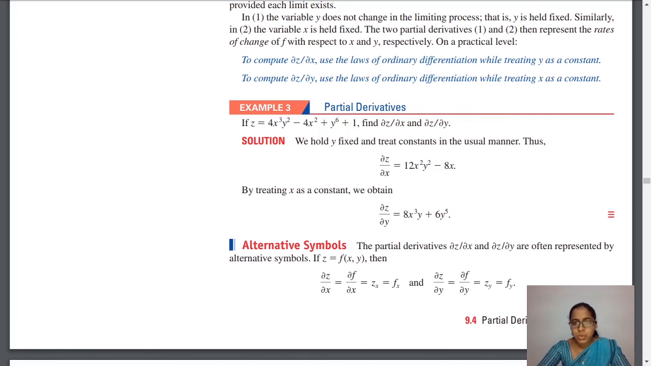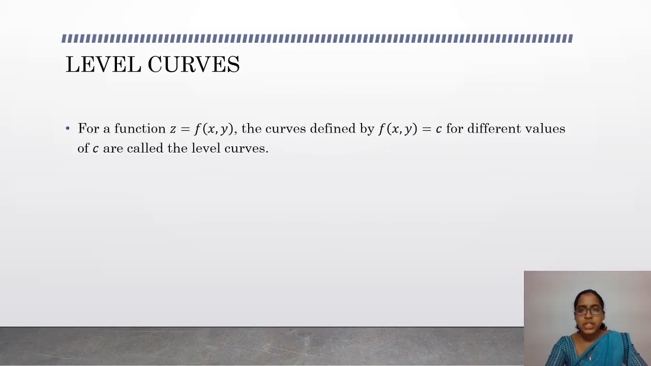Now we can use more simple notations. If the function z is equal to f of x, y, then the partial derivative dou z by dou x is notated by zx or fx. And similarly dou z by dou y, which is dou f by dou y, is zy or fy. So we basically use fx and fy, that is the partial derivative of f with respect to x and the partial derivative of f with respect to y. So I hope it is clear. This is how we find the partial derivatives.